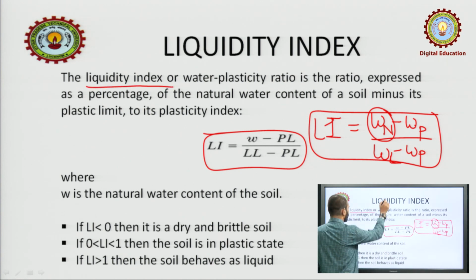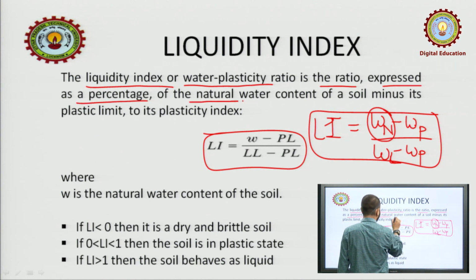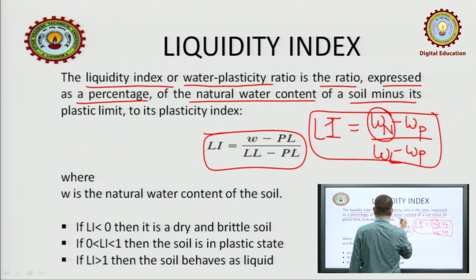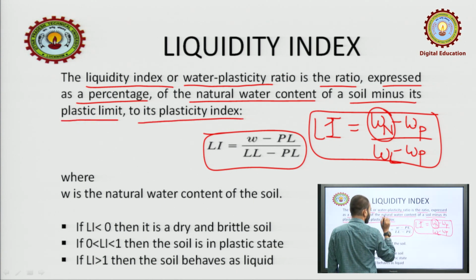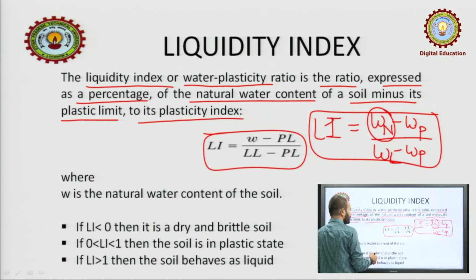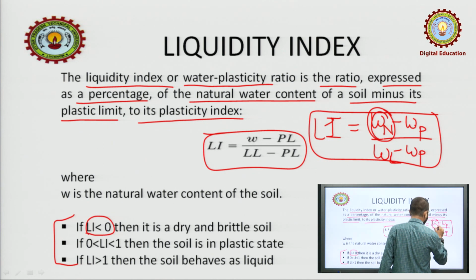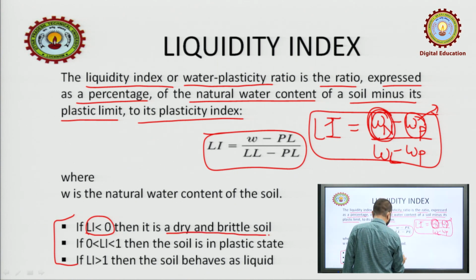The liquidity index or water plasticity ratio is the ratio, expressed as percentage, of the natural water content of a soil minus its plastic limit to its plasticity index. This is what I have written here. Again, in this also we can find out the state of the soil. How? If liquidity index is less than 0, how can this be less than 0? Means it is negative, means this part is less than this, or this is greater, means it will be in the dry or brittle state.